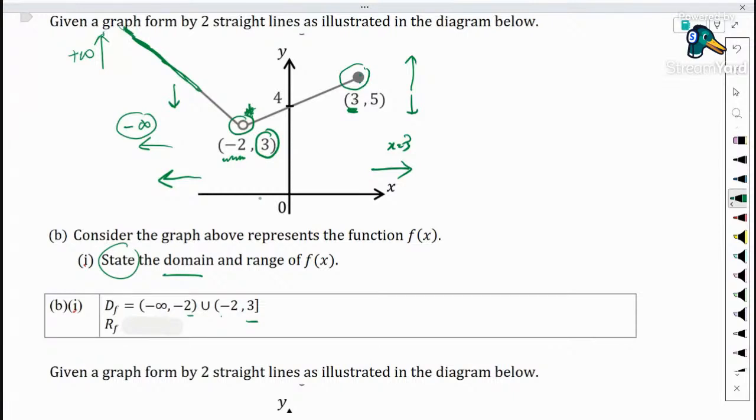So therefore, the range in this case will be from 3 to infinity, but not including 3. It can go as low as this level here, but not reach exactly 3, and can go as high as infinity. There goes the answer. Just observe from the graph.